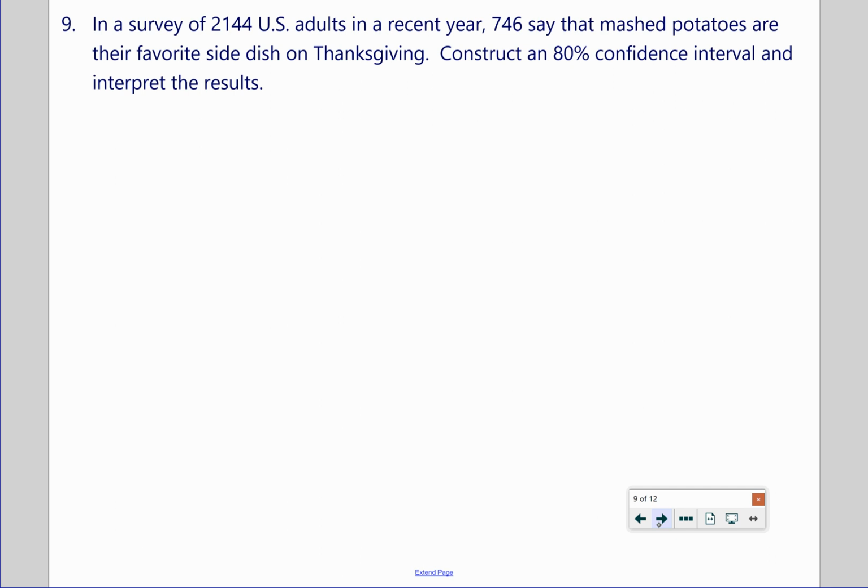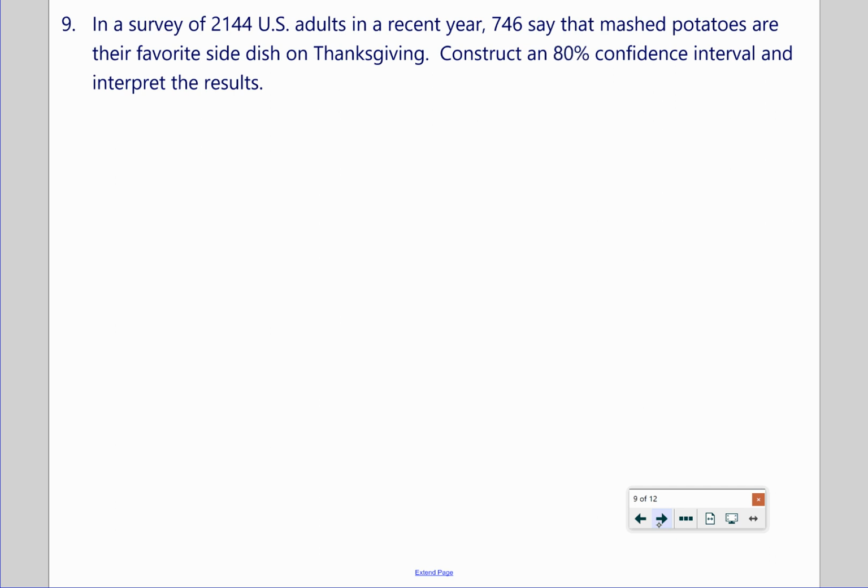All right, last one, number 9. In a survey of 2,144 U.S. adults in a recent year, 746 say that mashed potatoes are their favorite side dish on Thanksgiving. Construct an 80% confidence interval and interpret the results. Okay, so for this one, this is not our one where we have any standard deviation that we started with. This is actually what we did at the very end last week. If you guys remember, we did like 6.3 and 7.4 all together.